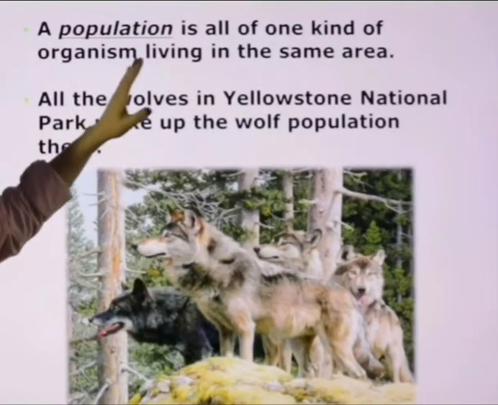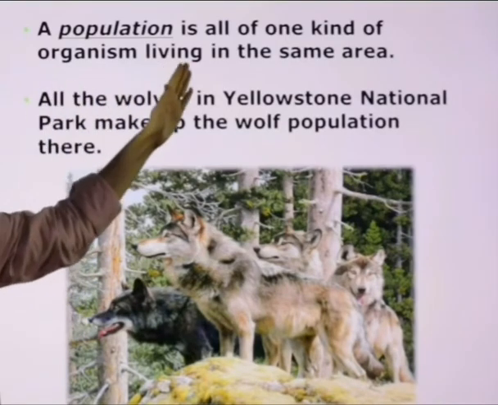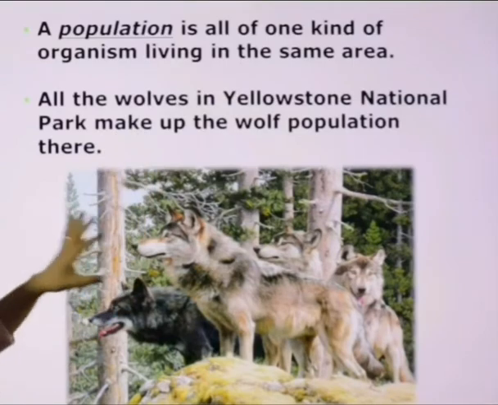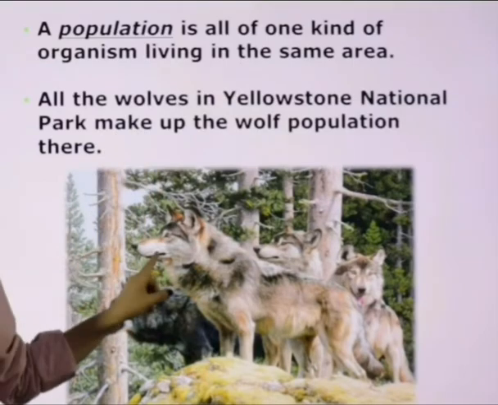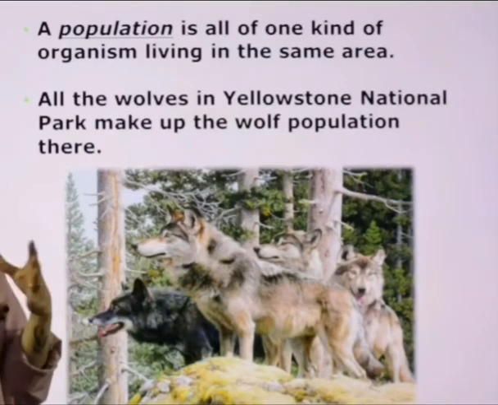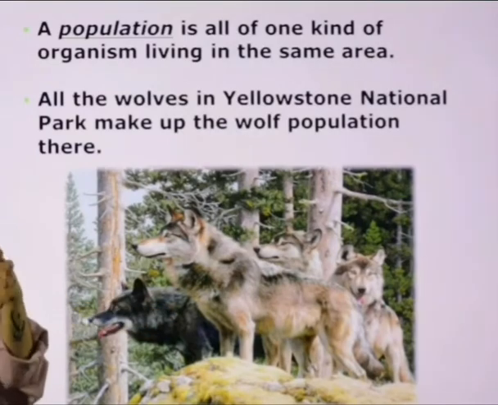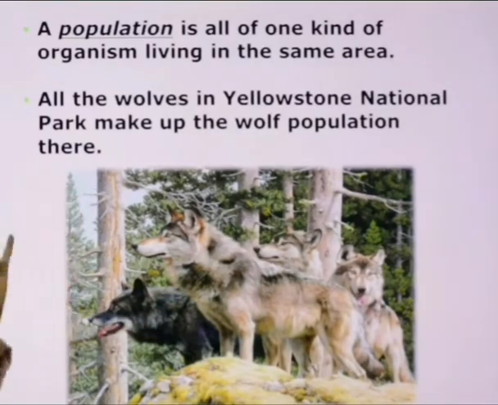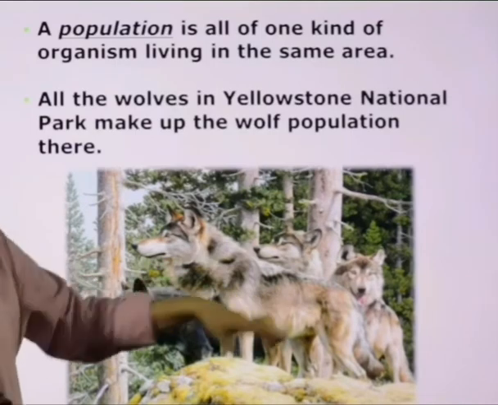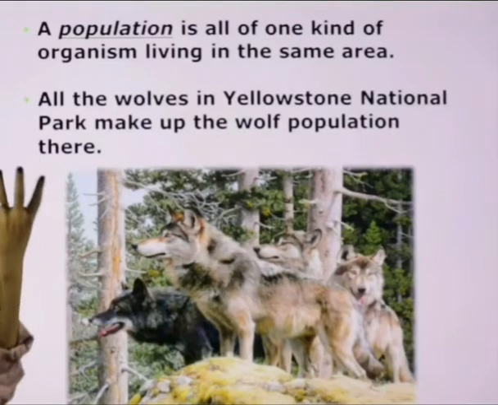A population is all of one kind of organism living in the same area. This picture shows a population of wolves. When I say population of wolves, I mean how many wolves are here. Let's count these wolves to know the population of the wolves. In this picture, I can see 1, 2, 3, 4. So the population of the wolves here is 4 wolves.